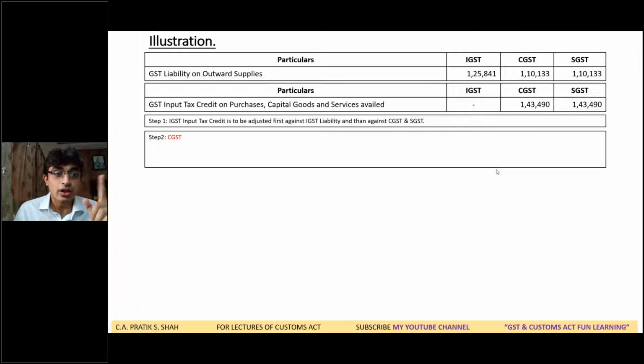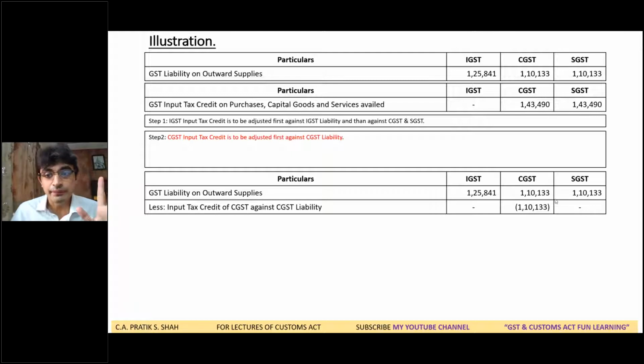Now comes the second step. What is step 2? We will focus on CGST ITC. CGST ITC is to be utilized against CGST liability. CGST liability is 1,10,000 and CGST ITC is 1,43,000. So out of 143, let us give 1,10,000 to CGST. China has been given its share, and still there is a surplus.